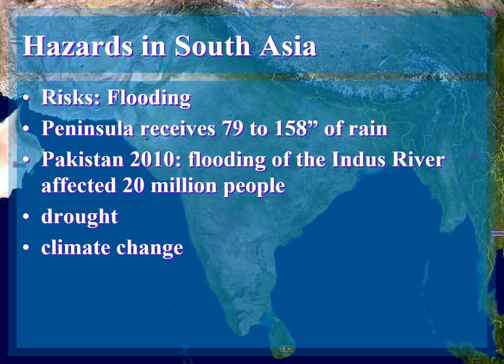All right, so what are some of the hazards that we see in South Asia? Well, one of the major risks is the risk of flooding. As you can see on the slide, the India Peninsula receives from 79 to 158 inches of rain in the monsoon season. So that's annually, right? So obviously that can bring a lot of risk. For example, in Pakistan in 2010, the flooding of the Indus River actually impacted 20 million people. If you recall, about 3 million people, or about 1/3 of the world's population, are dependent on the water from these rivers, right?